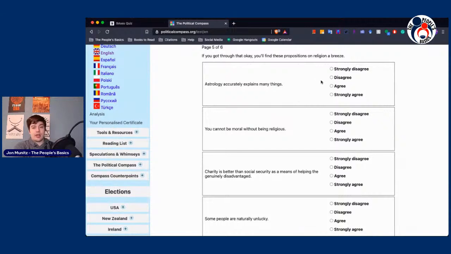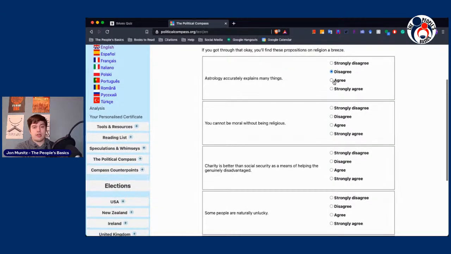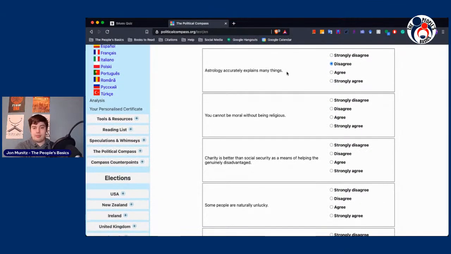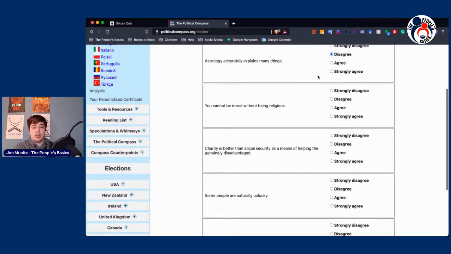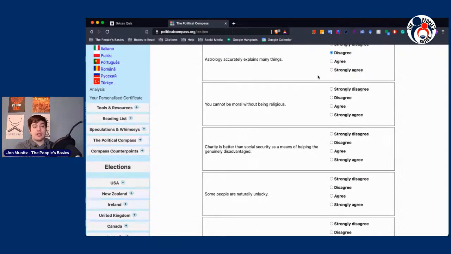Next, astrology accurately explains many things. Well, I'm going to say disagree. I think there can be some influence on development timing within the womb based on environmental factors. But I also think that more often than not, astrology writes things that everyone can attach themselves to and feel like, oh yeah, that's totally me. So I'm going to just disagree, because I think it goes too far. But again, it can explain some things. I don't want to say that it has literally zero impact. But yeah, I generally just disagree.